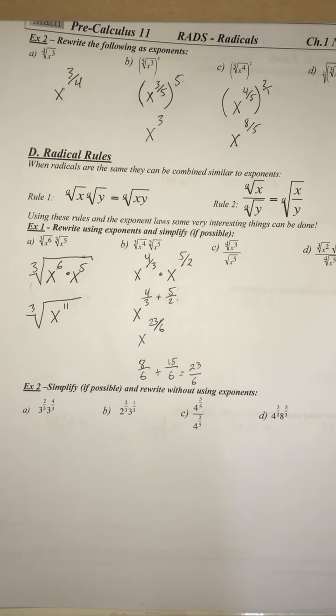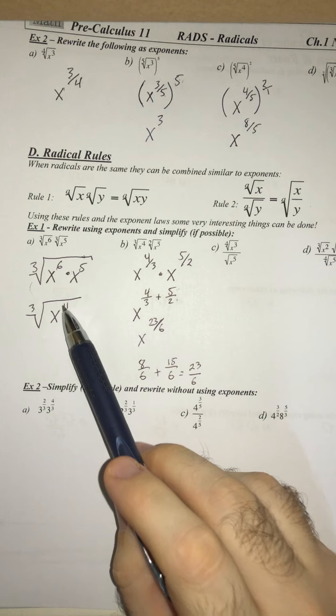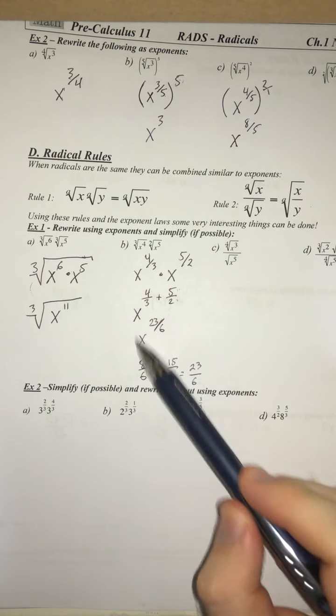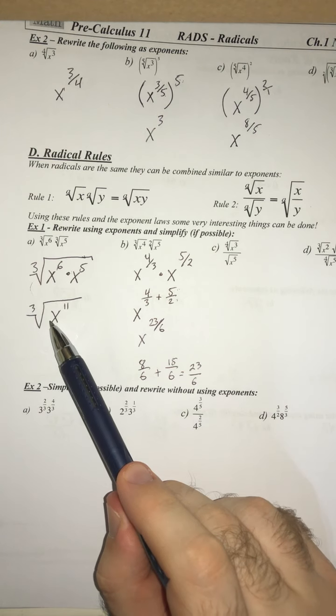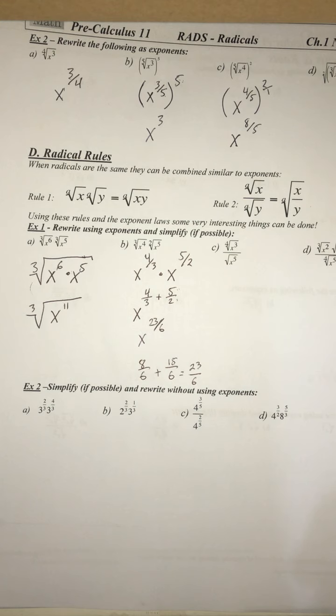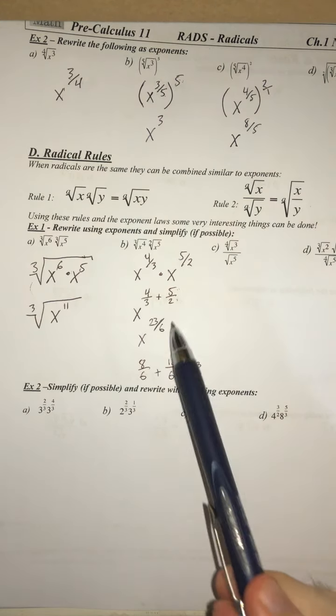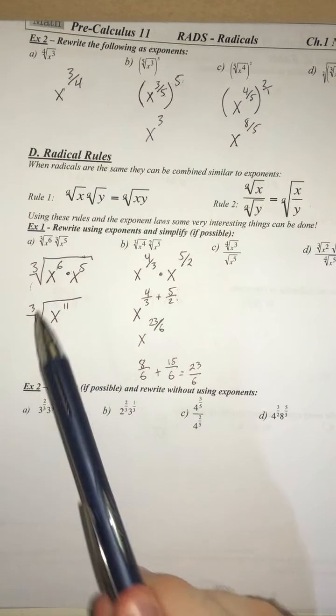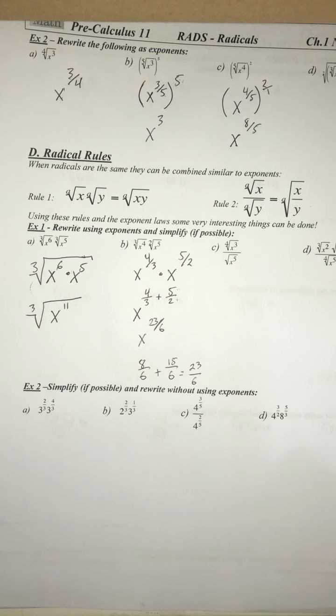So once I get here, be careful with how I ask you to write the answer. If I ask you for it in radical form, this is radical form. This is exponential form. Radical, exponential. So if I ask you for the answer in exponential form, write an exponent. If I ask you for it in radical form, write it as a radical. So be very careful when you're doing this to understand how this works.